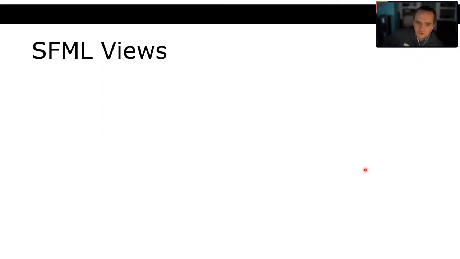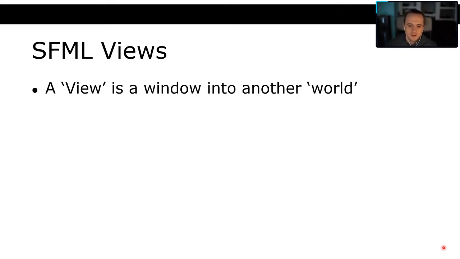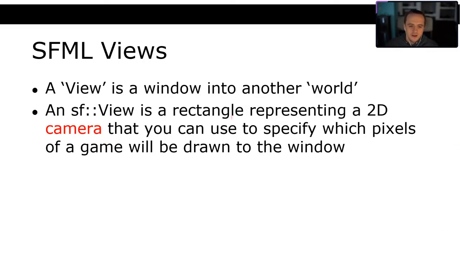So SFML views. How are we going to accomplish this in our assignments and in our project for this course? A view is essentially a window into another world, right? We have our game world and we have a view of that world, and that defines what we can see. In SFML, an sf::View, this is the type of object that we'll create, is a rectangle representing a 2D camera that you can use to specify which pixels of a game will be drawn to the game window.